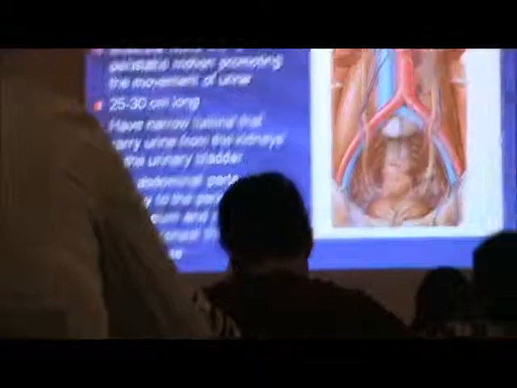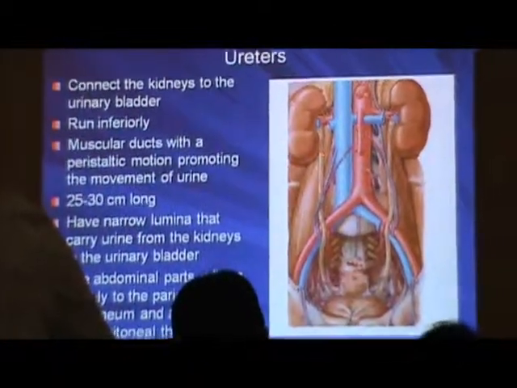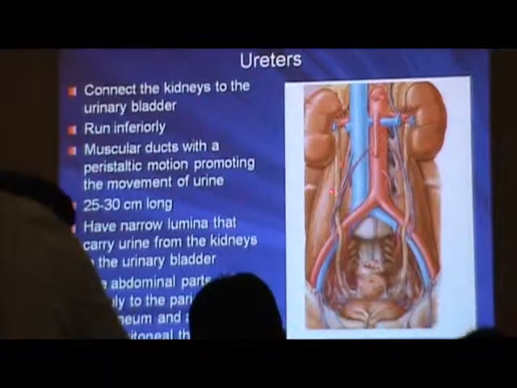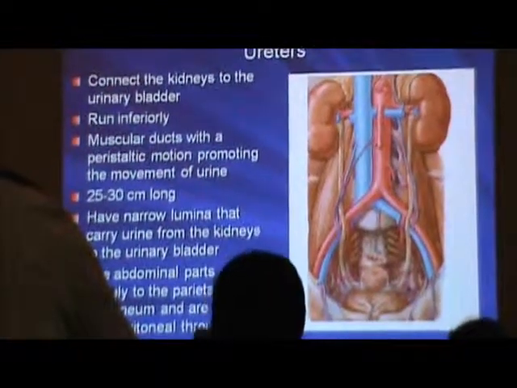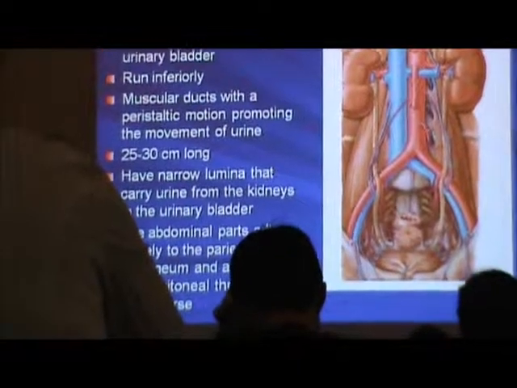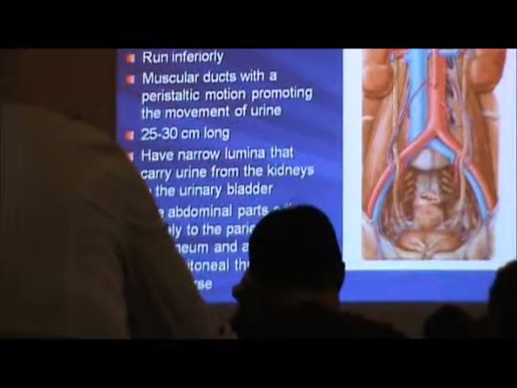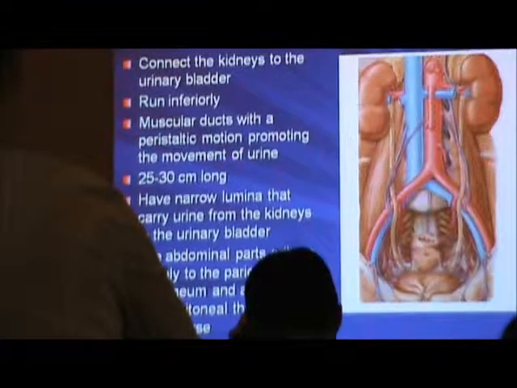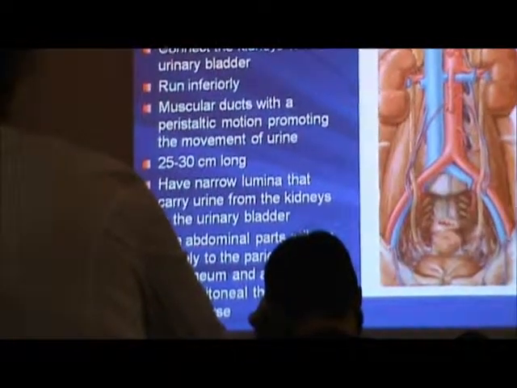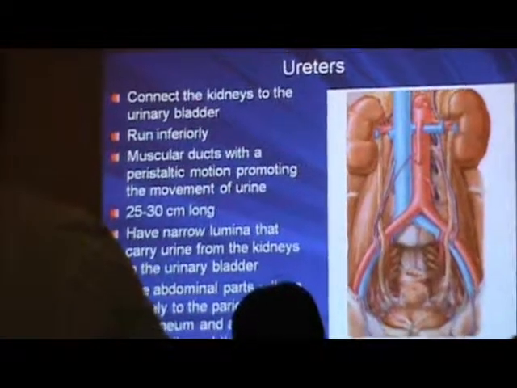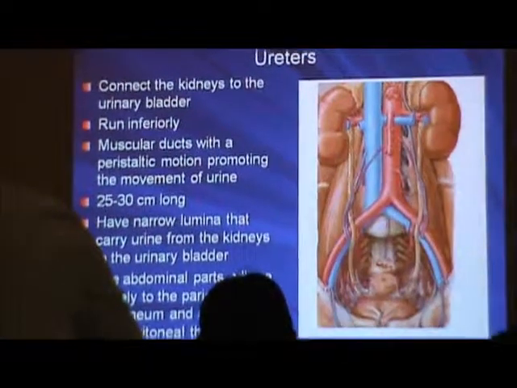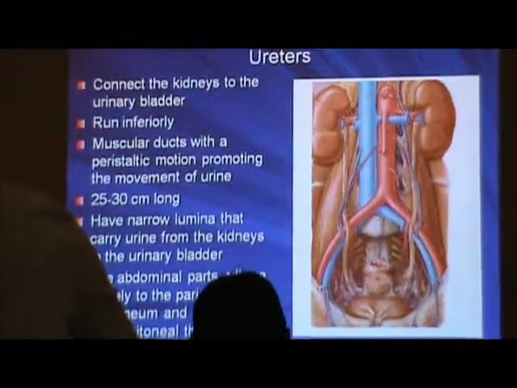Maybe it's not visible in this picture, but look, the ureter crosses the psoas major muscle, and the psoas major muscle is pierced by the genitofemoral nerve. The genitofemoral nerve is a branch from the lumbar plexus. Very characteristically, it pierces the psoas major muscle, and the ureter crosses this genitofemoral nerve.